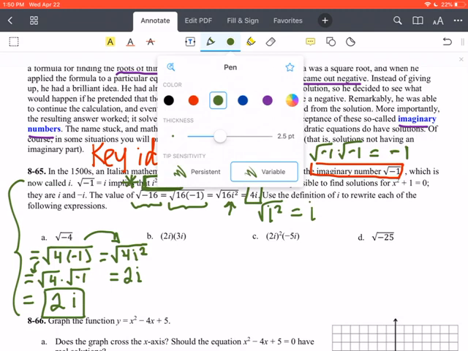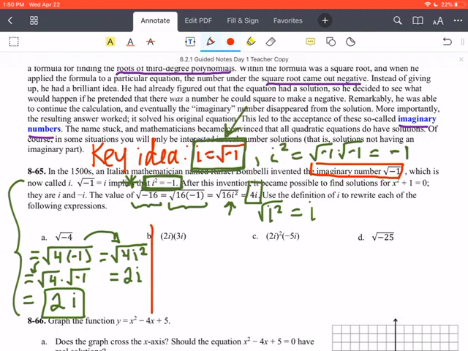Now on this second one, there are no square roots, but it's just saying let's use our normal mathematics, and you can treat i like a variable, and it says 2i times 3i.